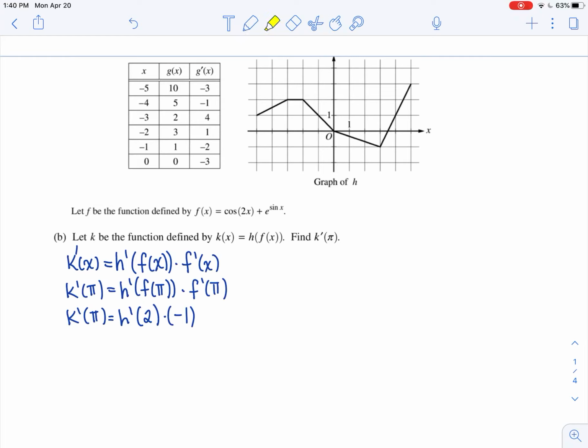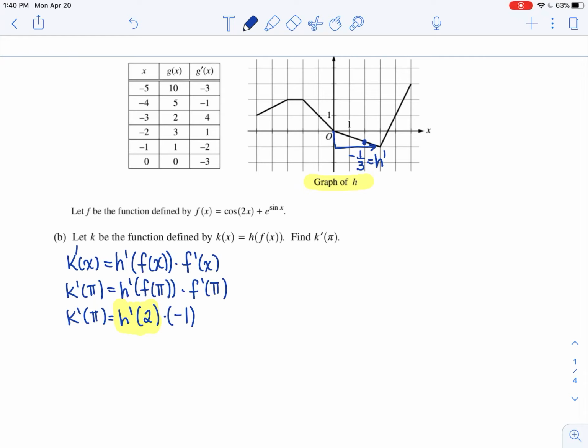So h prime of 2. Where do we have h as a function? That's the graph. So if we need any h prime values, those are going to be the slopes of our graph. We specifically want the slope of this function at 2. So let's go to when x equals 2. When you do your slope, you're going down 1 over 3. So that would be a slope of negative 1/3, and that's our h prime value in that region of the graph.